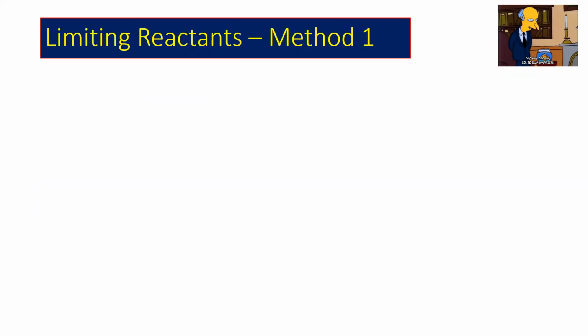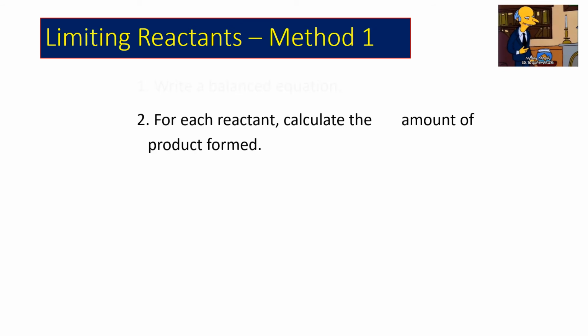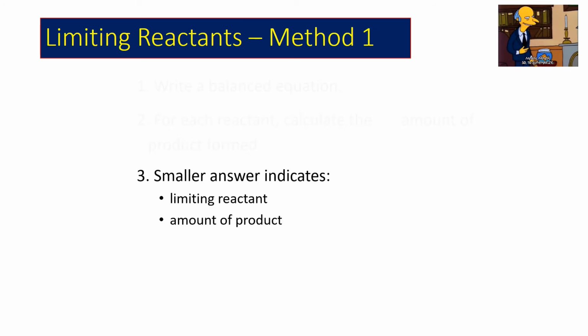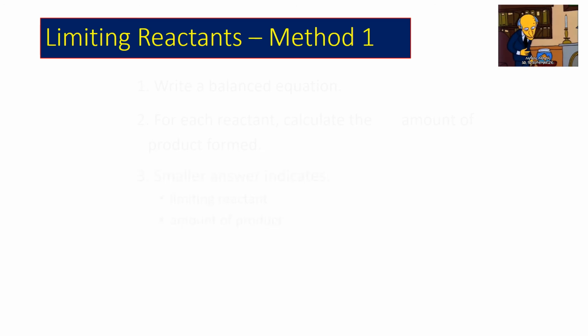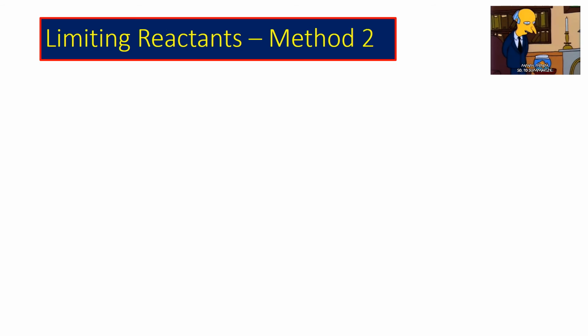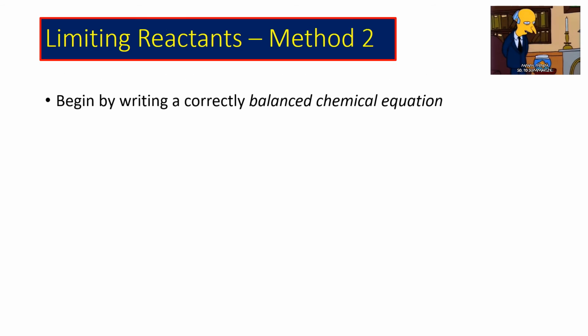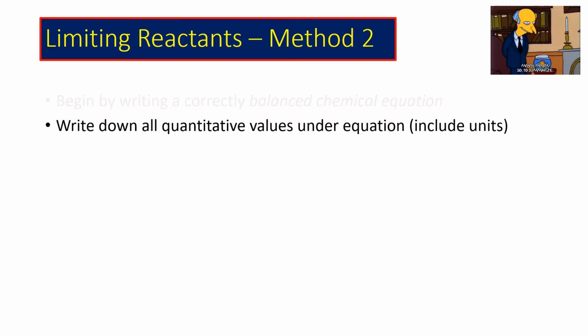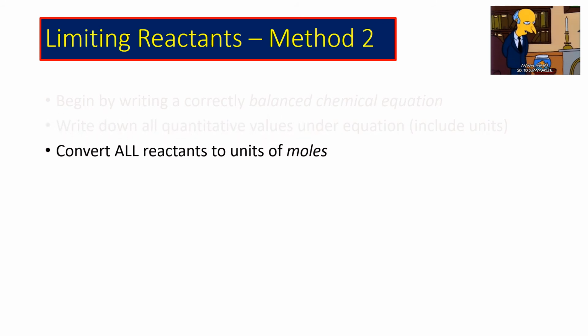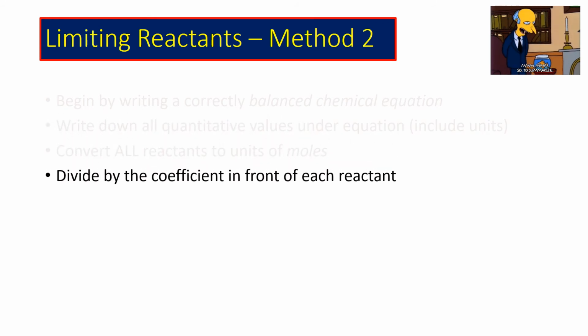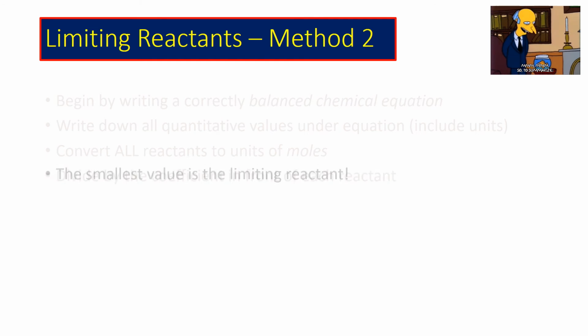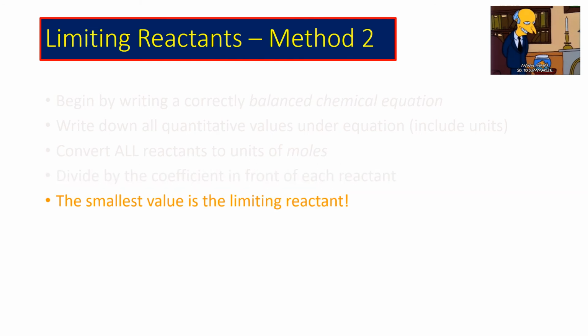So there are 2 methods when looking at calculations for limiting reactants. Method 1: write a balanced equation. Then for each reactant, calculate the amount of product formed. Then the smaller answer will indicate the limiting reactant, and therefore the amount of product that will form. Method 2: begin by writing a correctly balanced chemical equation. Write down all the quantitative values under the equation, including units. Convert all reactants to units of moles. Divide by the coefficient in front of each reactant. And the smallest value is the limiting reactant.